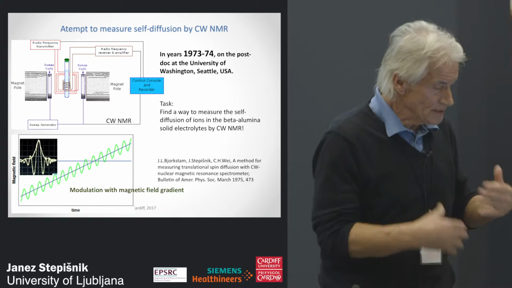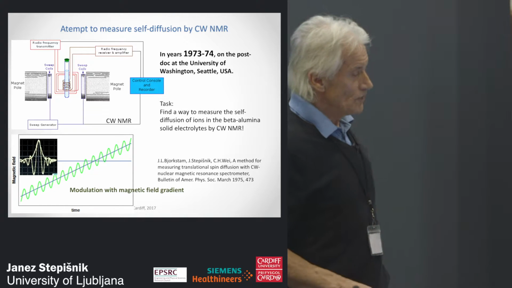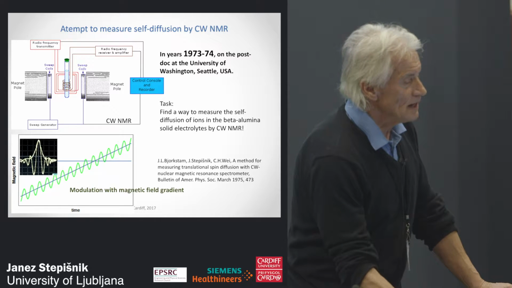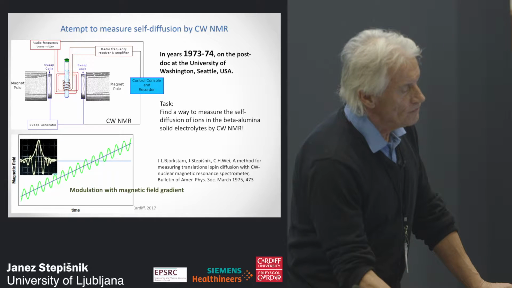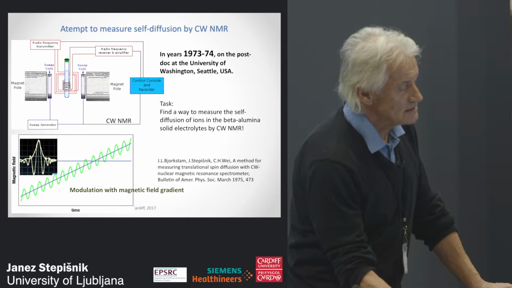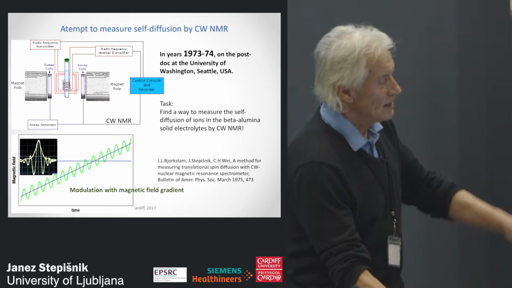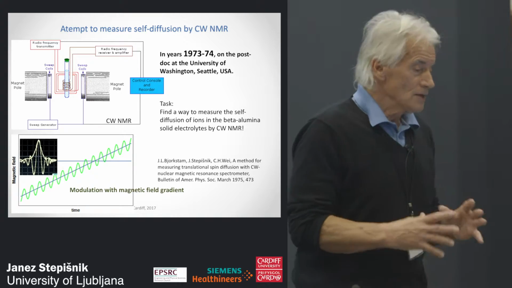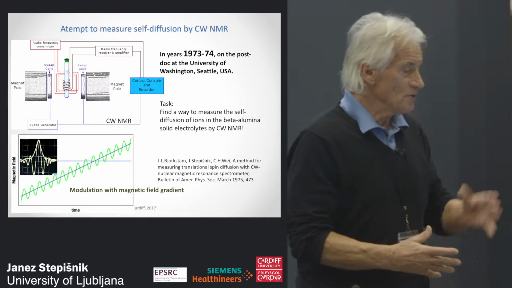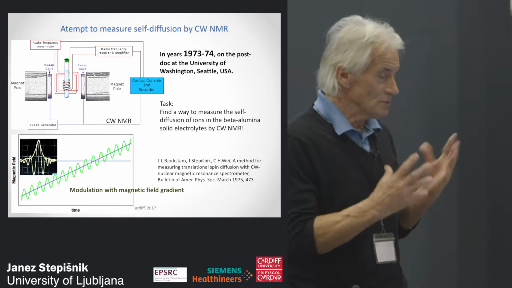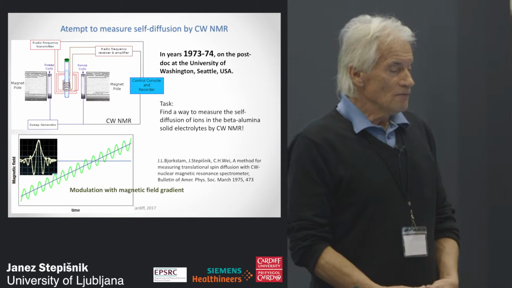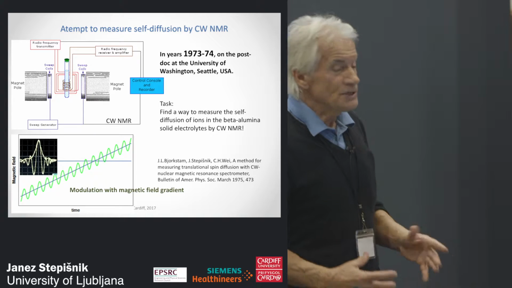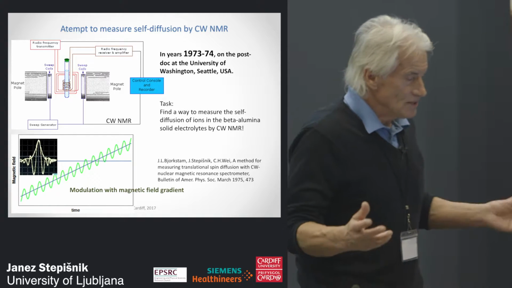At that time nobody knew how. This method works in such a way that you have the resonance coil at constant frequency, and you actually move the magnetic field through the resonance line. Then the signal appears, and it was very easy to measure not just protons or hydrogen, but also sodium, silicon, and so on. And they gave me the task: find a way to measure self-diffusion of ions in beta alumina solid electrolytes. Find a way. I didn't know what to do.